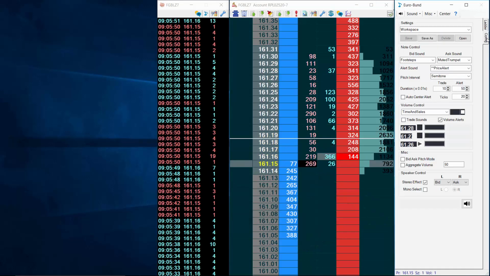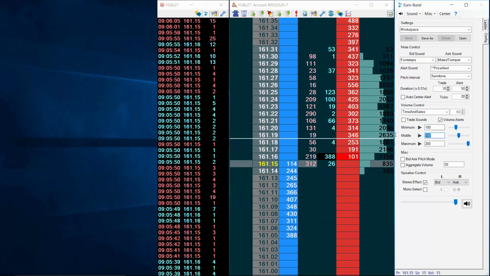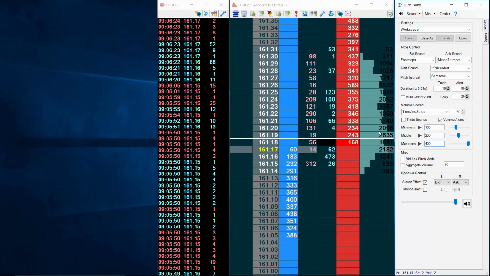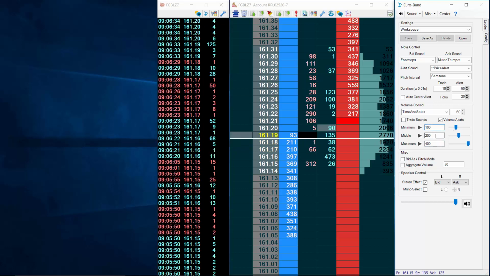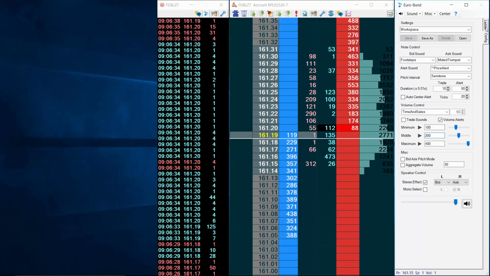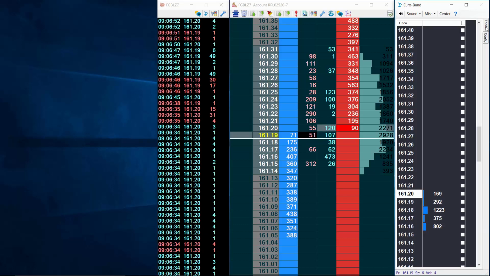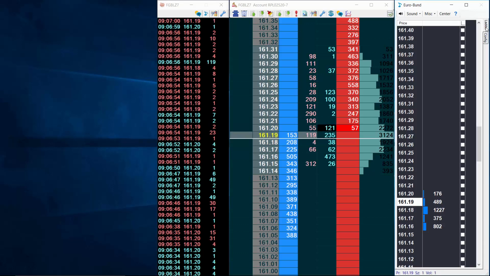Now, if we're hearing too many of those hit and lift alerts, we can change our thresholds so we only hear alerts when more significant events occur. So now we'll be alerted to 100, 200, and 400 contract trade sizes.